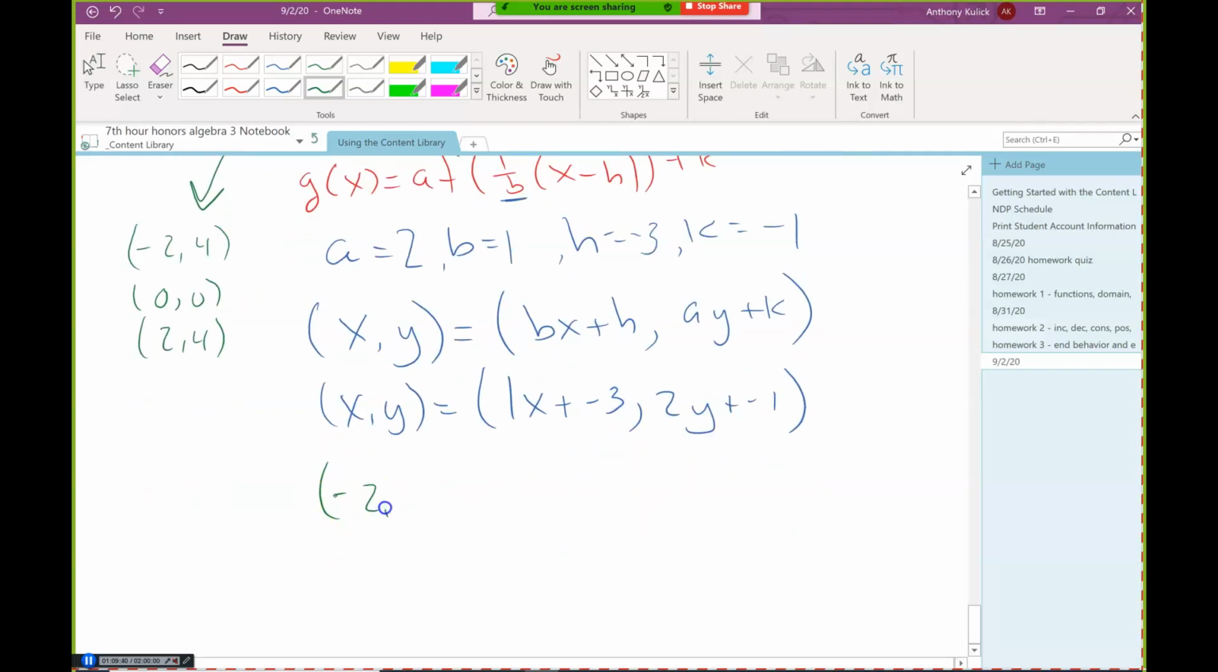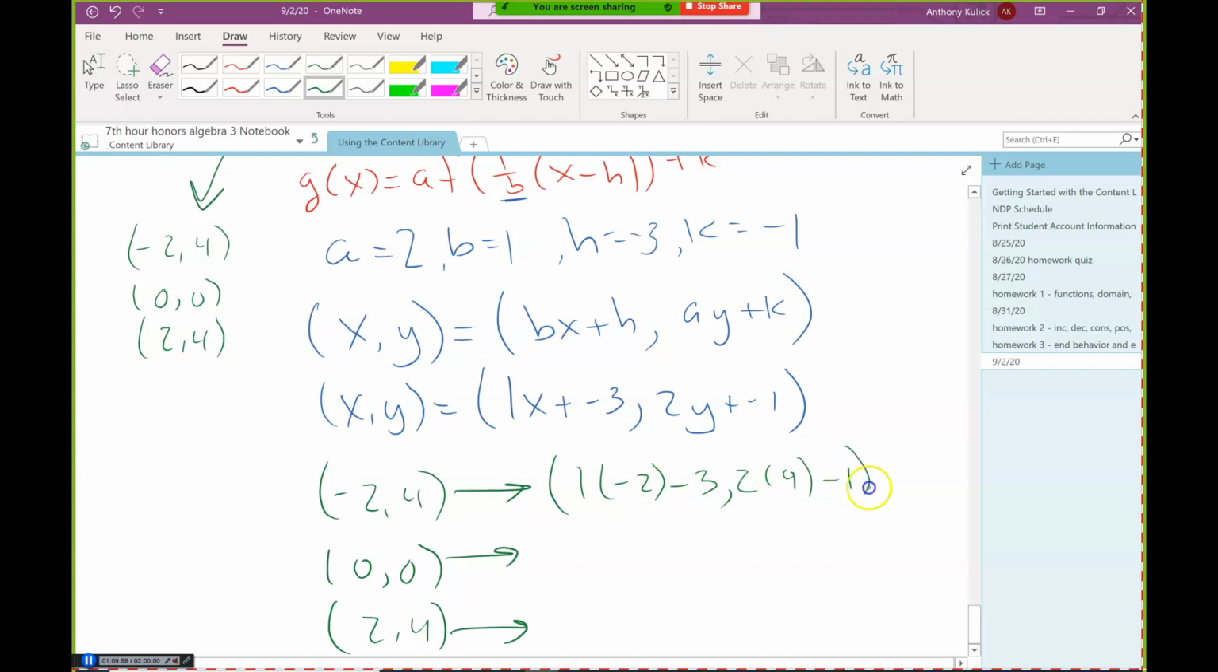So these are my pre-image points, and I'm just going to find their image using my transformation math. So I have 1 times negative 2 minus 3, and then 2 times 4 minus 1, which is negative 5, 7. And I do that for each of these. And I have this.